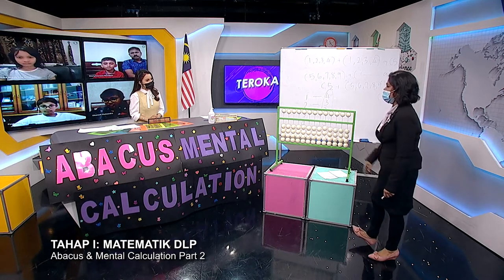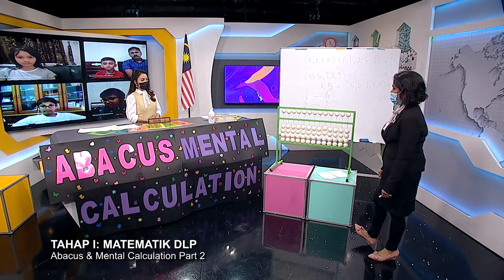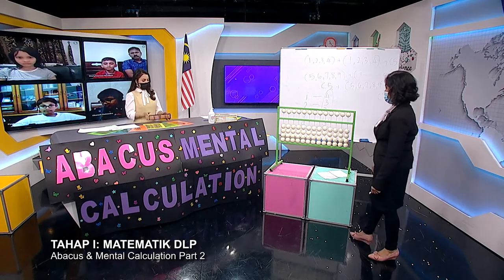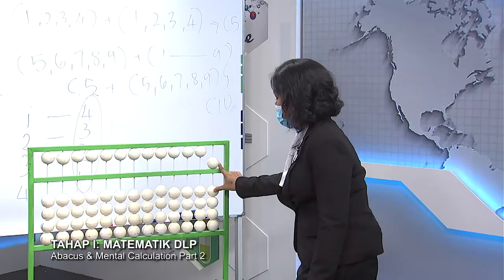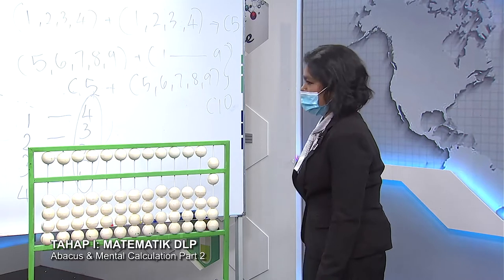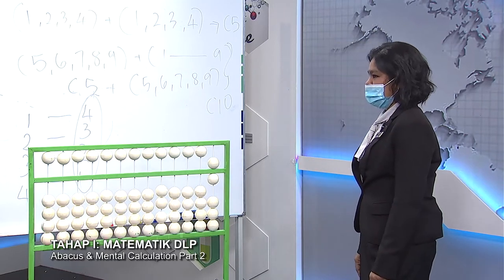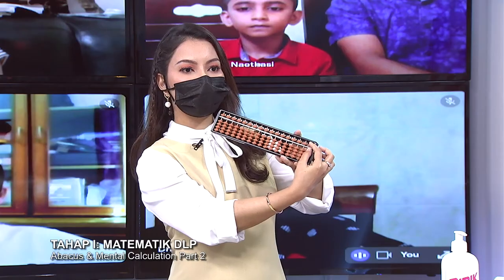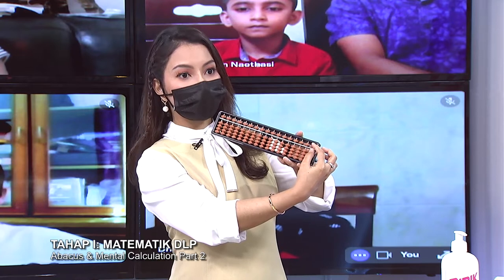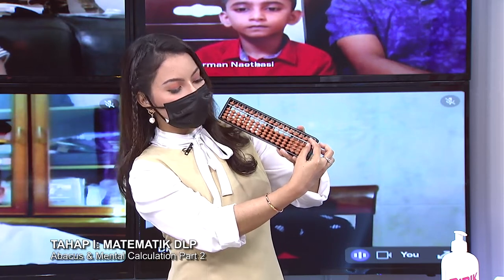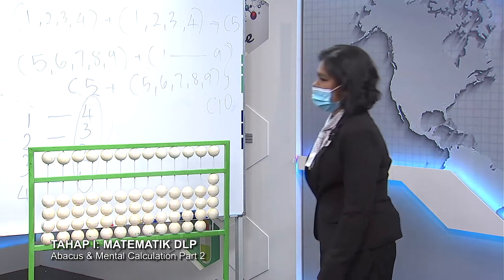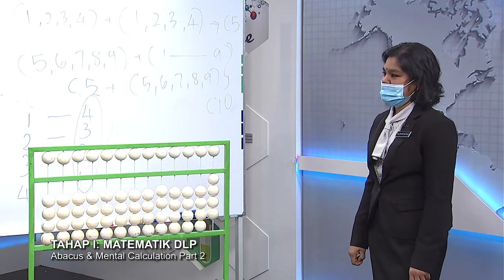Another one, 6 minus 2. Take down the 5, and then you open 6 like this. Minus 2. The combination with 2 is 3. So what do you do? You up the 3, you up the 5. So what's the answer? The answer is 4.